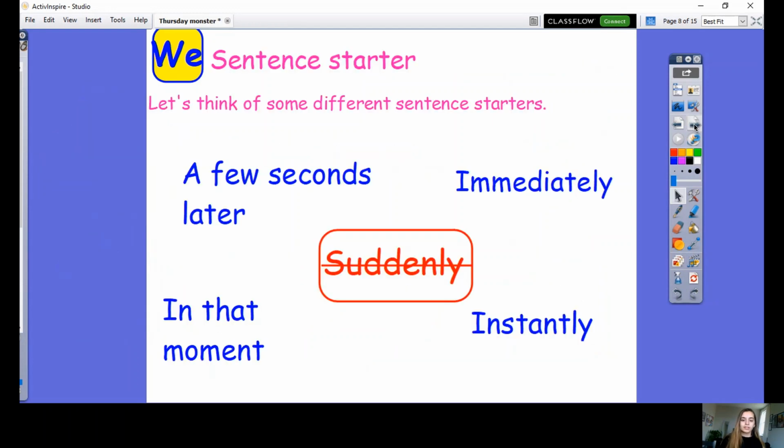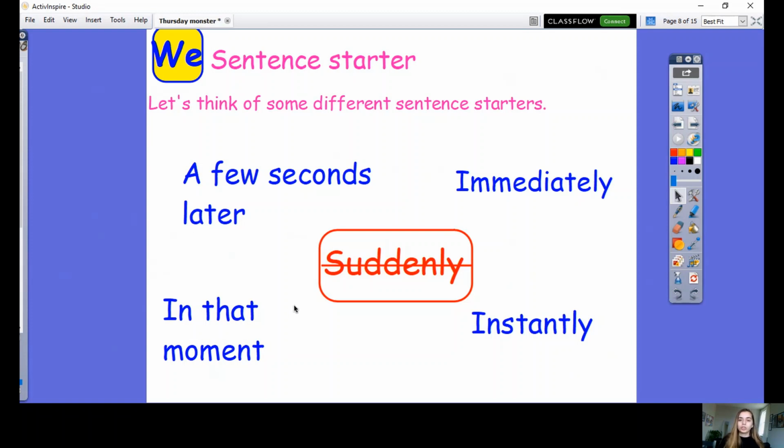Okay, your time is up. So now we are going to innovate. We are changing parts of our story. So the first thing that we're going to change is our sentence starter. So after Jack has seen the expensive hen is when something suddenly happens. Suddenly the giant appears, and it's up to you what sentence starter you can pick, but they need to be sentence starters about the time. How quickly is that giant going to appear? So we have a few seconds later, immediately, instantly, in that moment.